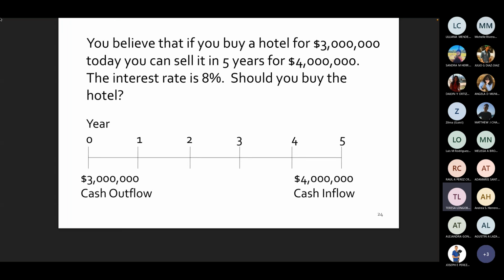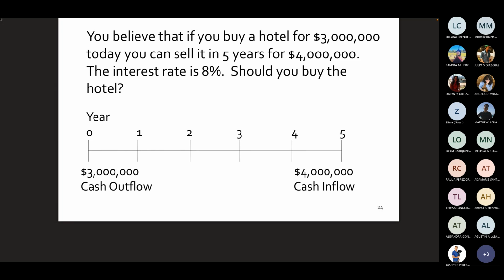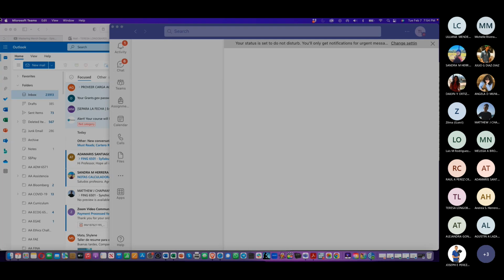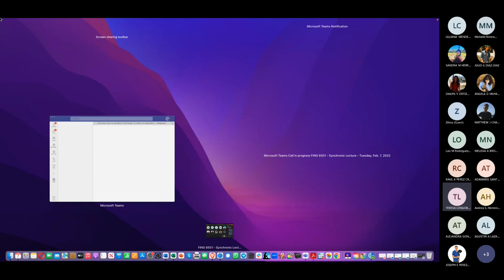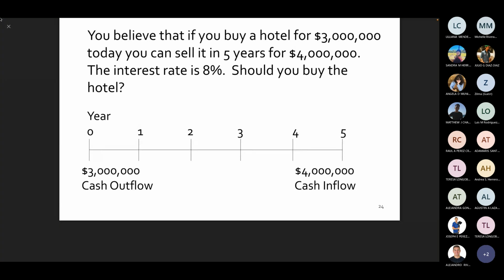Let's see how I'm going to put it on here. I don't know why I have a black background. Give me a second. See if I can change that. Wait.